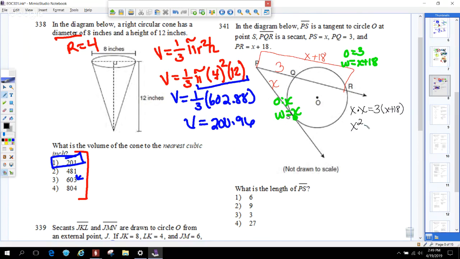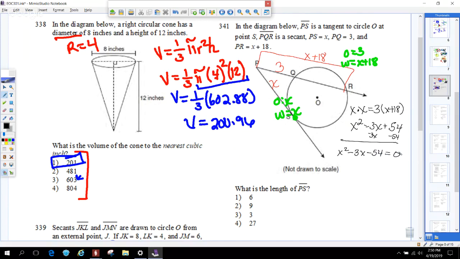Again, I doubt you're going to see something this extensive down here. I want to say it's 54. So I'm going to subtract 3x from both sides, and I'm going to subtract 54 from both sides. So I'm left with x squared minus 3x minus 54 equals 0.